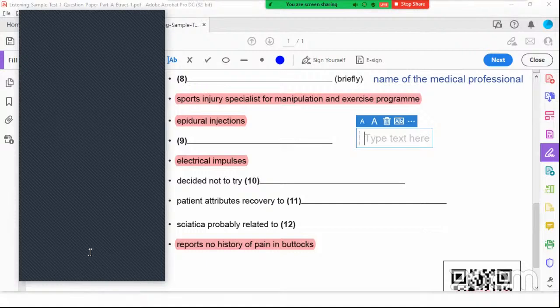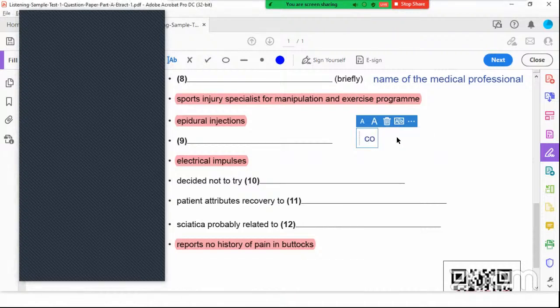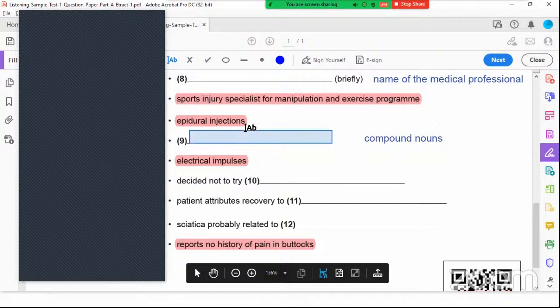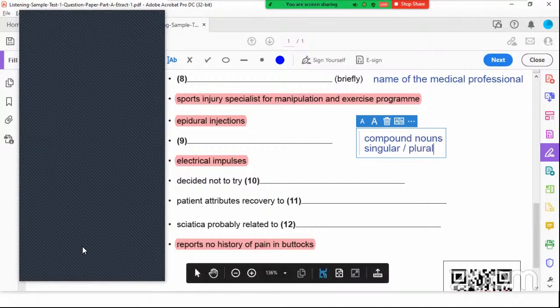Now let's move on. So these may be nouns, compound nouns. Two words will come here. You can see there, compound nouns. So epidural injections, this will be plural. Electrical impulses. It may be singular or plural. No problem. Next one.